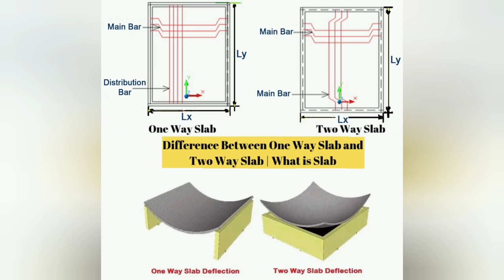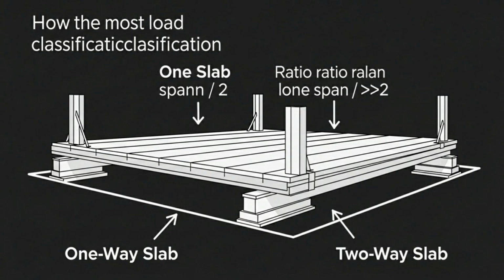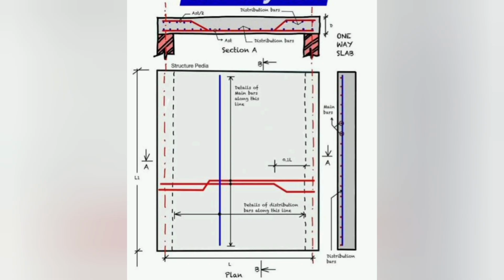Let's start with the most fundamental classification: how the load is carried. This leads us to the one-way slab and the two-way slab. A one-way slab is supported on two opposite sides only by beams or walls. The key characteristic is that the ratio of the longer span to the shorter span is greater than 2. In this case, the slab primarily bends in one direction, transferring the load to the two supporting beams.